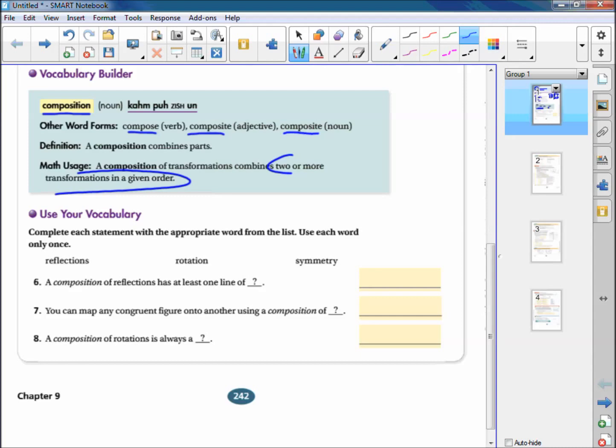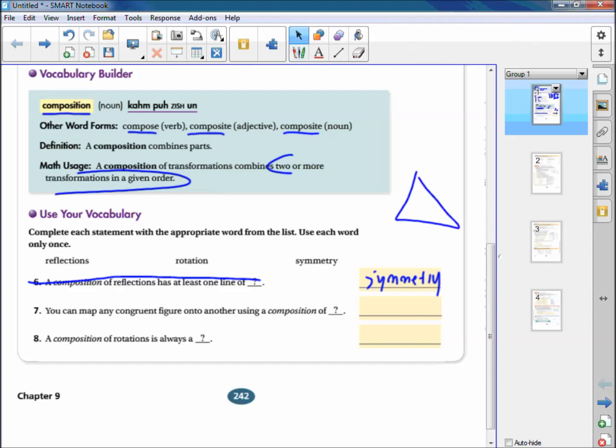So the first one is a composition of reflections has at least one line of symmetry. Now we did not have to learn about symmetry in our standards, so you can kind of ignore this, but a symmetry just means there's some line that you can flip the shape over and it'll be the same on both sides, and it'll still match up. Let me try to explain that a little better. So here's a triangle, isosceles triangle. If I flipped it through that line of reflection, it would still match. Okay, or there's a rotation of 180 or less that will get me back to the same shape.